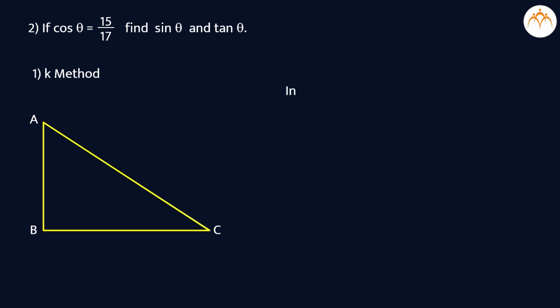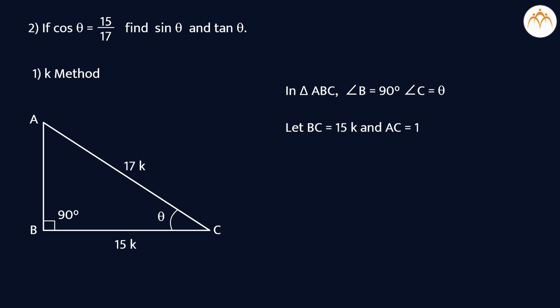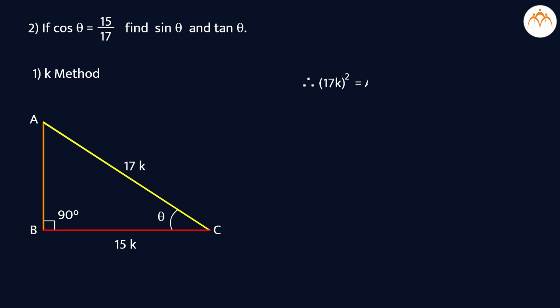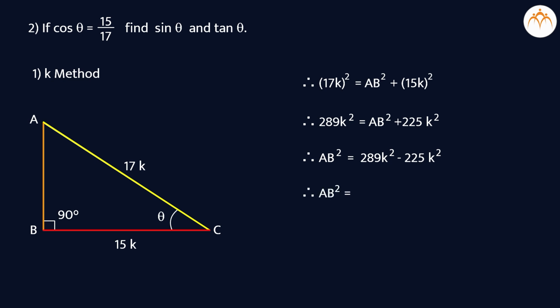If cos theta is equal to 15 upon 17, find sin theta and tan theta. This example can be solved in two ways. First, let's use K method. In triangle ABC, angle B is 90 degree, angle C is theta. Let BC equal to 15K and AC is equal to 17K. Now, according to the Pythagorean theorem, AC square is equal to AB square plus BC square. Therefore, 17K square equal to AB square plus 15K square. Therefore, 289K square is equal to AB square plus 225K square. Therefore, AB square is equal to 289K square minus 225K square. Therefore, AB square is equal to 64K square. Therefore, AB is equal to 8K.